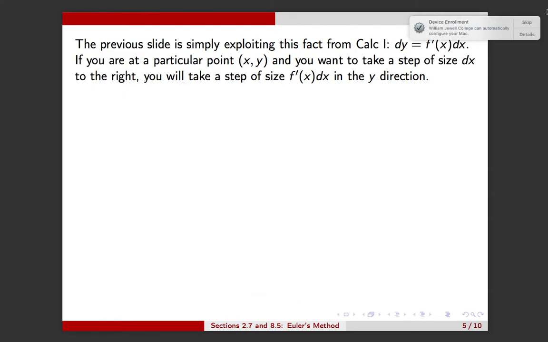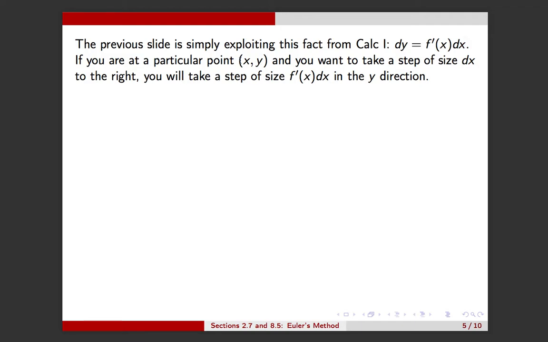So let me just point out that previous slide is exploiting this little fact from Calc 1. If you're at a particular spot right now and you want to know how much y changes, the change in y is the slope information at the given x value you're at times the change in x. That's what this tiny little compact equation is saying. If you take a step to the right of size dx, the change in y will be the slope information at x times whatever that step size of x is.